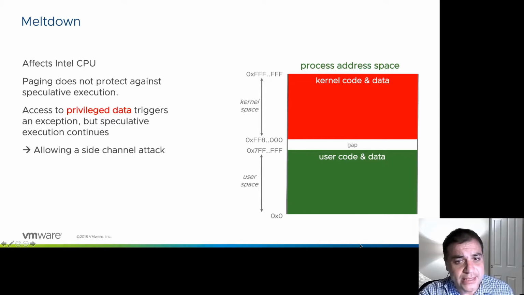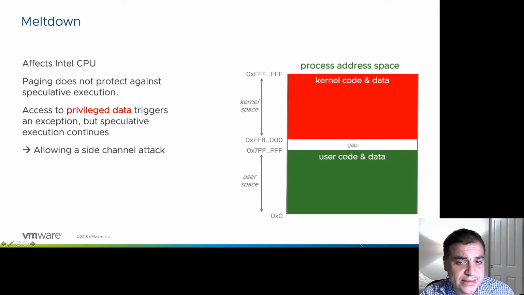To recap, in Meltdown, the CPU continues speculative execution over access to privileged data, which is supposed to be protected by the paging mechanism. As a result, the CPU eventually triggers a page fault exception, but the speculative execution that had visible side effects, specifically on caches, can be used to leak the data.